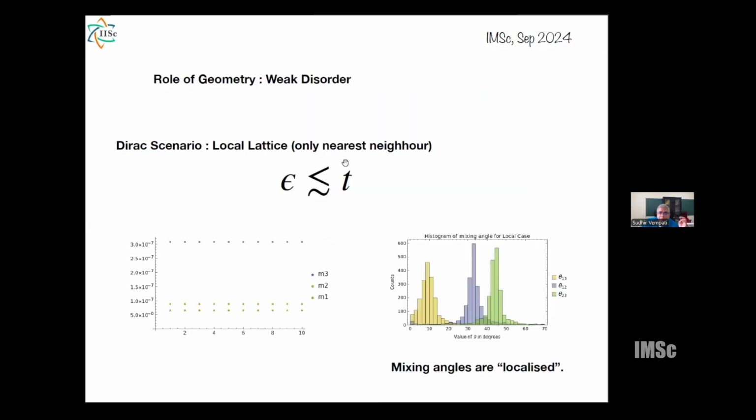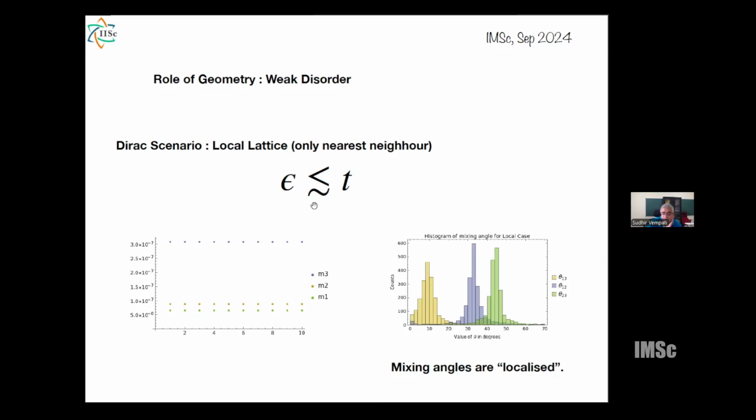We can take the limit of weak localization, the weak disorder limit. In this case, you don't have a complete localization of the wave functions, and no Anderson-like effect essentially, but you can have mixing angles which are localized. You can nicely generate localized mixing angles which fit the data very well actually. Here you see theta 12, theta 23, and theta 13 fitting the data very well, and the masses also pretty well.